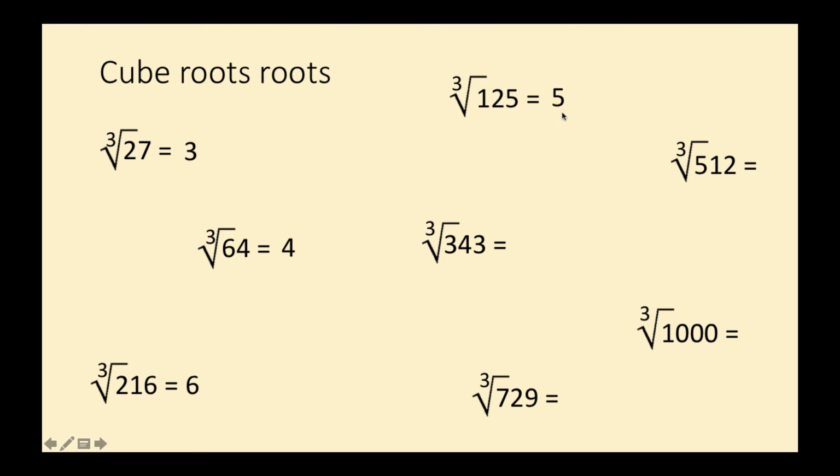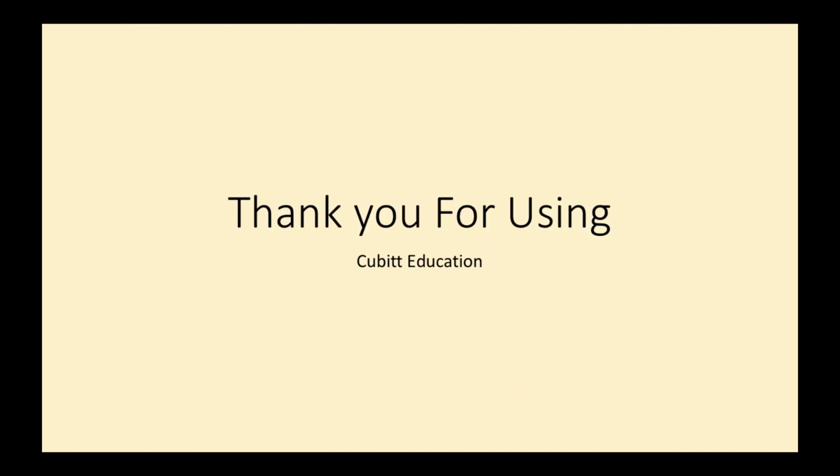5 times 5 times 5 is 125. 8 times 8 times 8 is 512. 7 times 7 times 7 is 343. 10 times 10 times 10 is 1,000. And 9 times 9 times 9 is 729. So again, I recommend that you learn those ready for your exams.